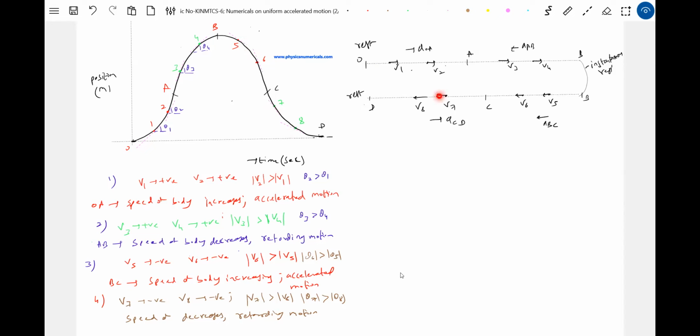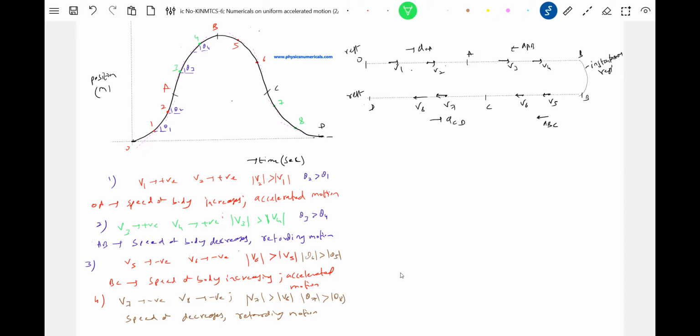CD is retardation. The speed of the particle decreases. So what do you mean by acceleration here? Speed of particle increases, acceleration. Speed of particle decreases, retardation. Acceleration can be positive or negative. Retardation can be positive or negative. Are you seeing this part? I am explaining a very beautiful part of kinematics here.